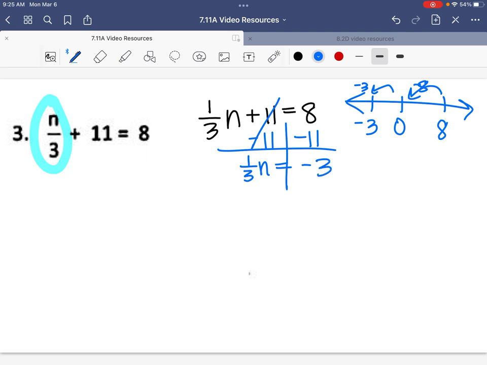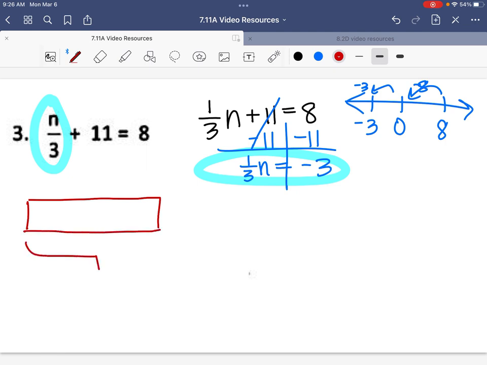So this is where I know a lot of us get tripped up, but I want us to think about our goal for solving an equation. Our goal is to find one whole value of the variable. And right now, what this is telling us is that we only have 1/3 of n. And so I'm going to draw a strip diagram to represent that. If this whole strip diagram represents n, I only know 1/3 of it.